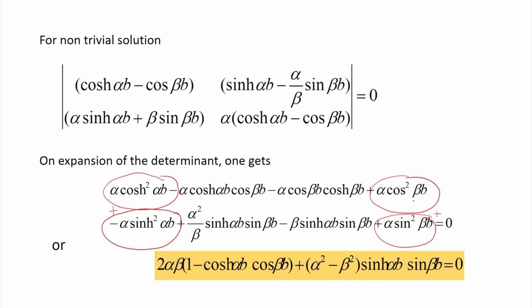So we get 2 alpha here, and the other term contains alpha here. If you combine these terms, you will get this equation: 2 alpha (1 minus cos hyperbolic alpha b cos beta b). You remember this is the hyperbolic term and this is the trigonometrical term. The other term will be alpha square minus beta square, sin hyperbolic alpha b into sin beta b. So this is the transcendental equation.